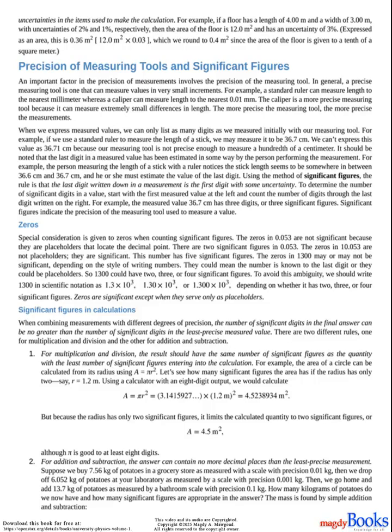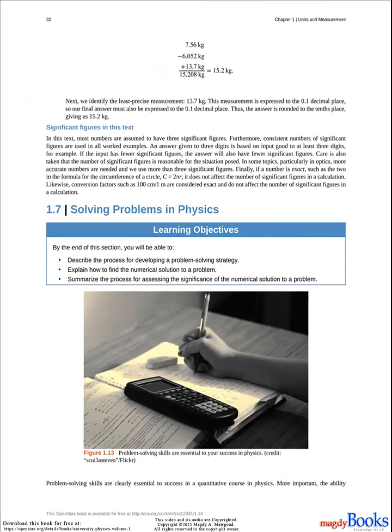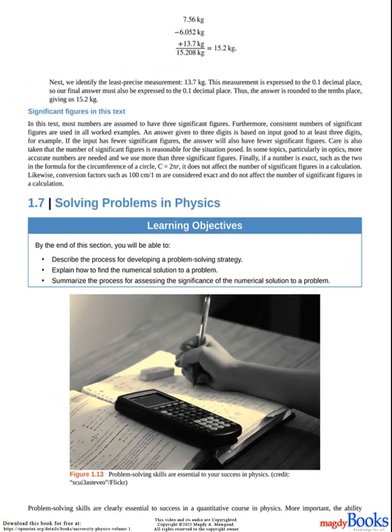The mass is found by simple addition and subtraction. 7.56 kilogram minus 6.052 kilogram plus 13.7 kilogram equals 15.208 kilogram. Next, we identify the least precise measurement, 13.7 kilogram. This measurement is expressed to the 0.1 decimal place, so our final answer must also be expressed to the 0.1 decimal place. Thus, the answer is rounded to the tenths place, giving us 15.2 kilogram.